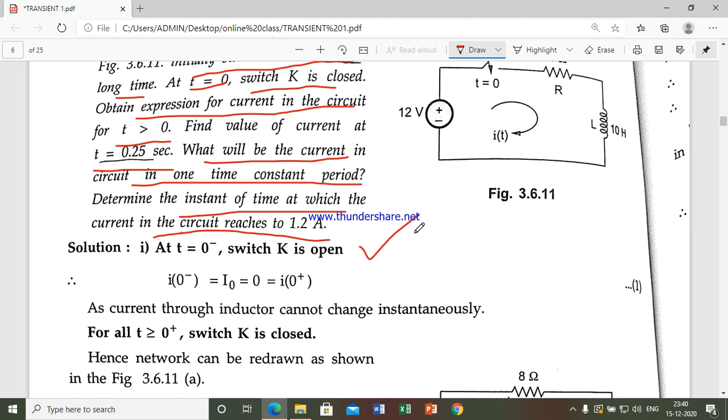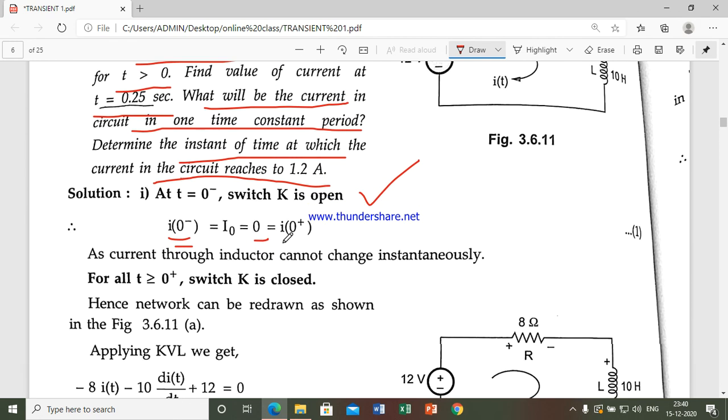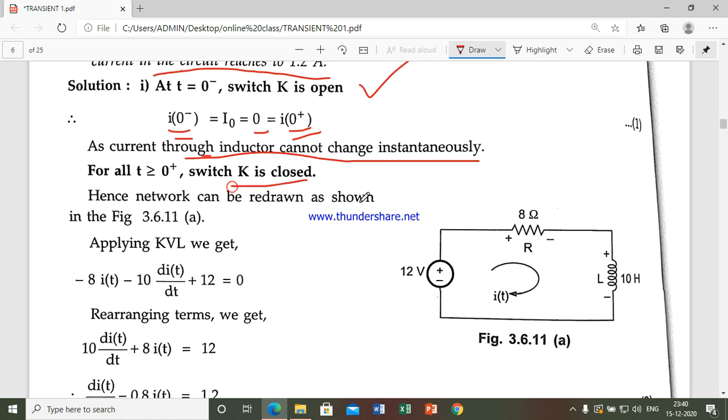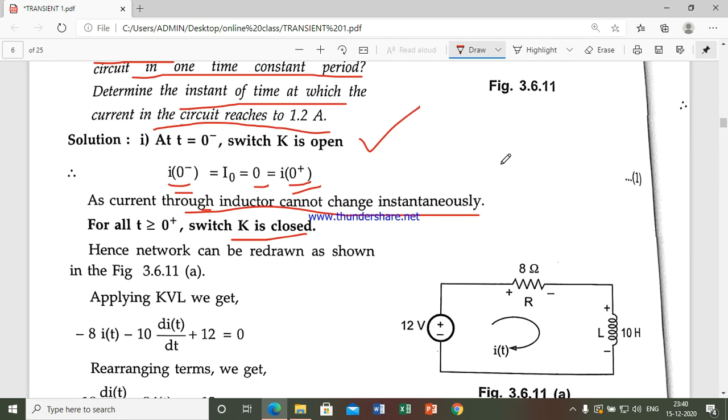Switch is open. Switch is open means I of 0 minus will be 0, because the switch is open, so the inductor is not charged at all. So according to the concept, I of 0 minus equals I of 0 plus, because current through an inductor cannot change instantaneously. Next I will consider for all t greater than or equal to 0 plus, switch k is closed. You have closed this switch k.